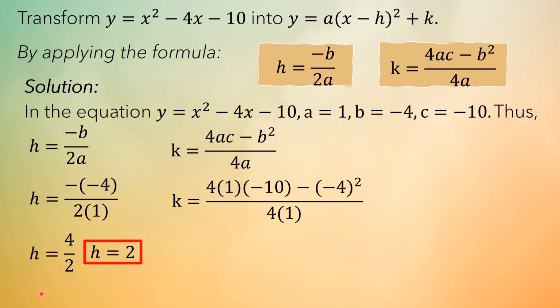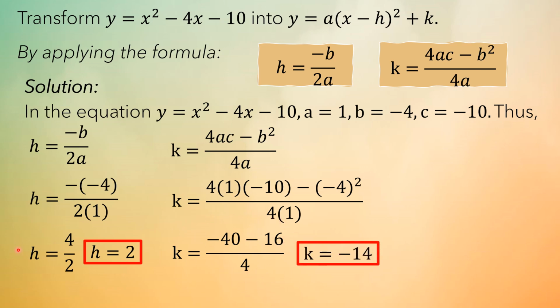I-multiply natin ang 4 times 1 times negative 10. So that is negative 40. And then, negative 4 times negative 4, since that is squared, that is positive 16. Pero may minus doon, so kopyahin natin yung minus. And then, positive 16 over 4 times 1 is 4. So let us simplify this.